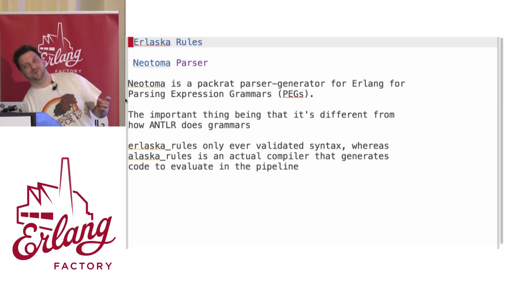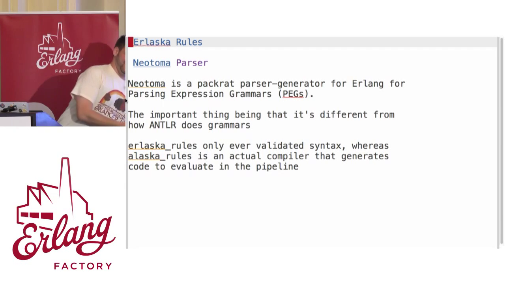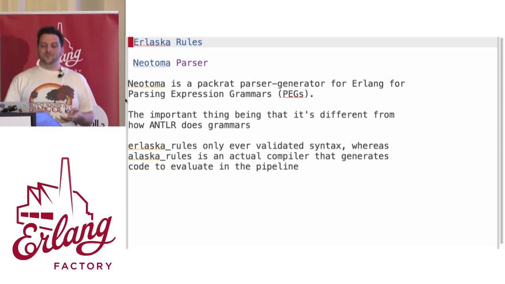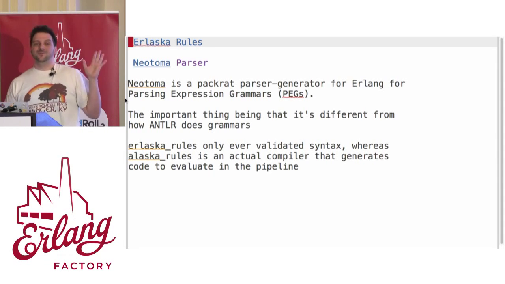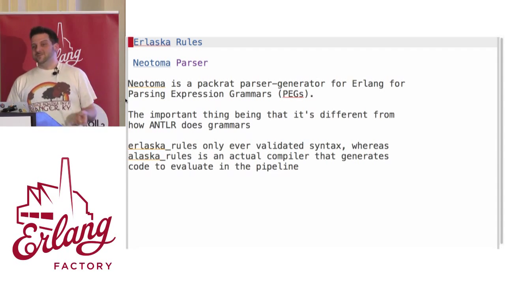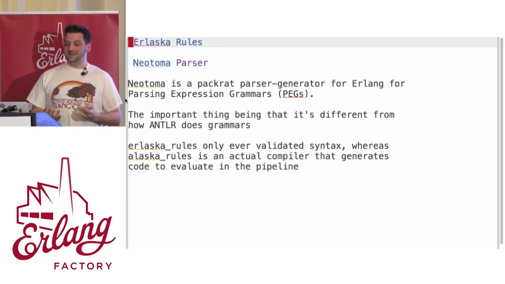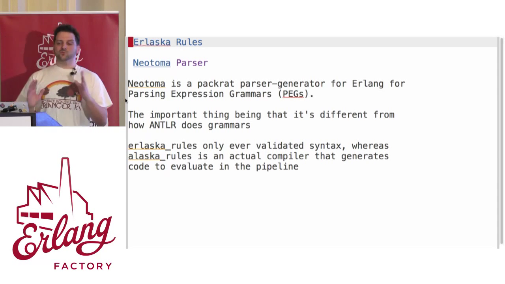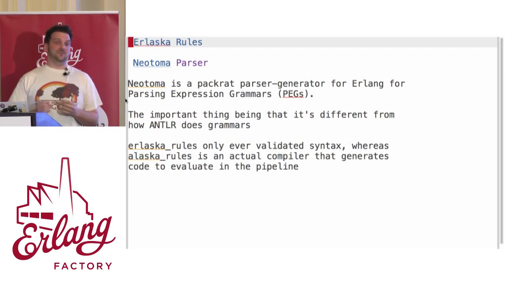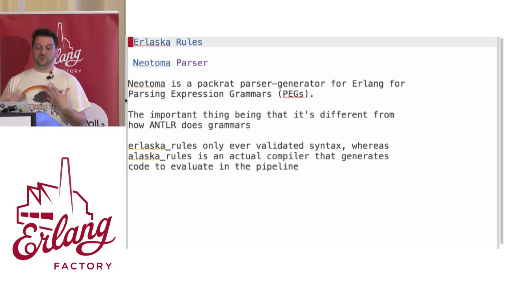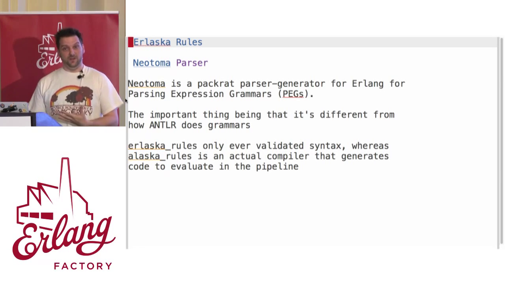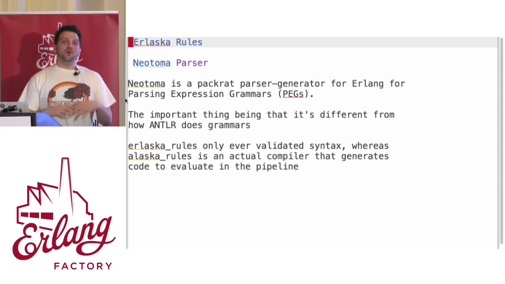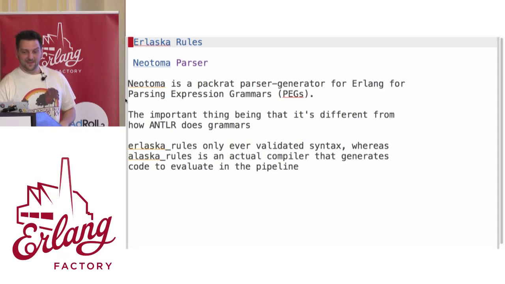And the Erlaska rules project was like the Erlang version of Alaska rules. It was a Neotoma parser, and the important thing you need to know about Neotoma and ANTLR is that they are different. So we had to write two grammars. And Alaska rules only ever validated that syntax. It never actually parsed them. Alaska rules is a compiler, and that code actually winds up running in the pipeline. So we're parsing these rules in two different ways.